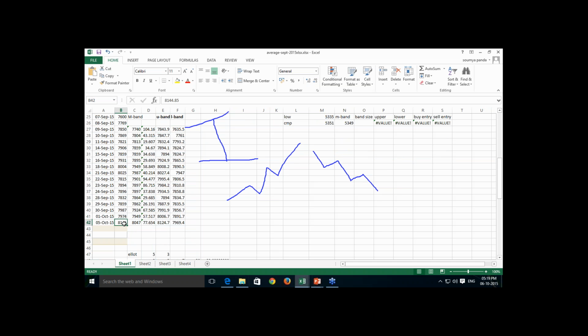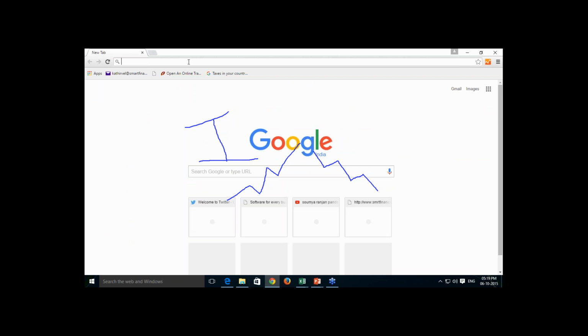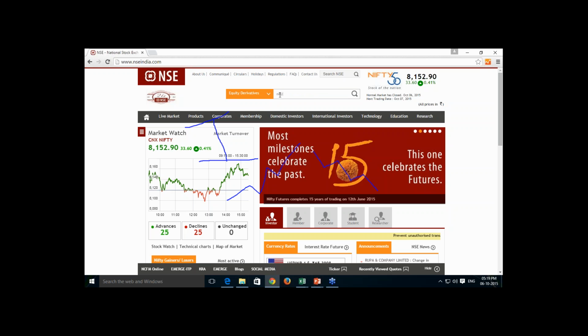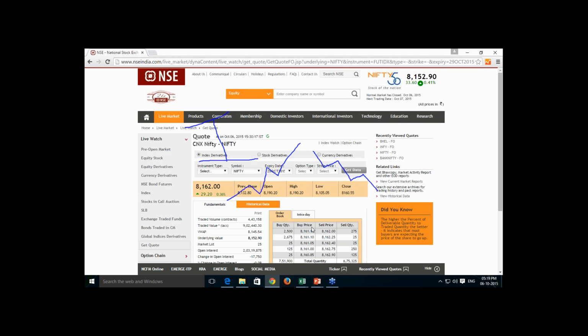Once you get this upper band and lower band intact, now we have to move to what happened for the day, where we have opened up. If I just go for the opening of the day, Nifty, I am going to nsindia.com, going for the derivatives and Nifty, and we have got an opening gap today, and that was 8190, quite a higher opening.